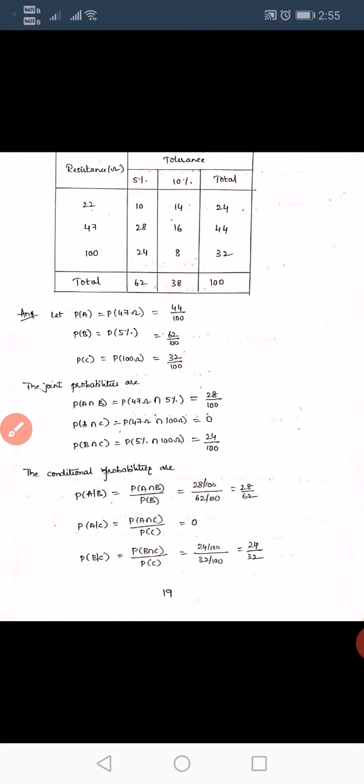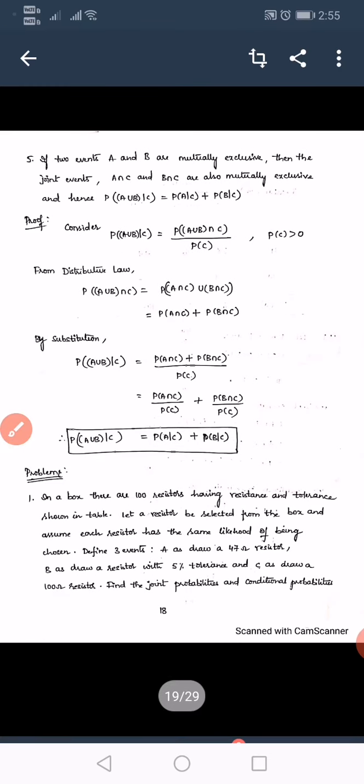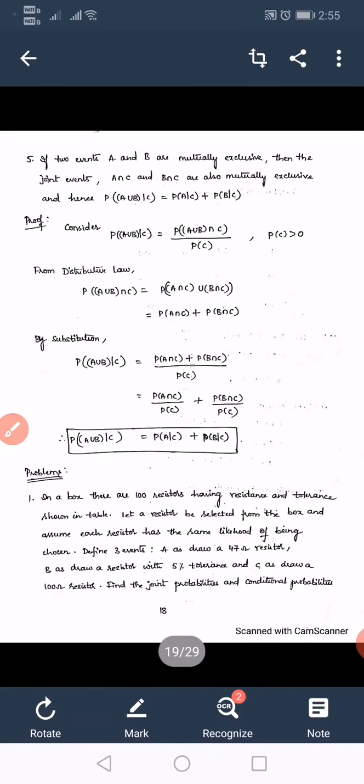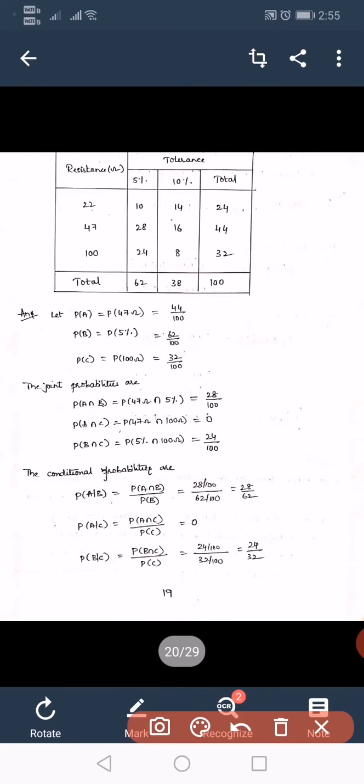Next, what is event C? C is drawing a 100 ohm resistor. So here, how many 100 ohm resistors are there? 32. So 32 by 100. So we have defined three events, P of A, P of B and P of C. These are the three probabilities. Next, we need to find the joint probabilities and conditional probabilities.